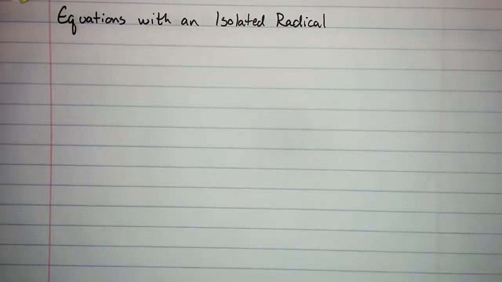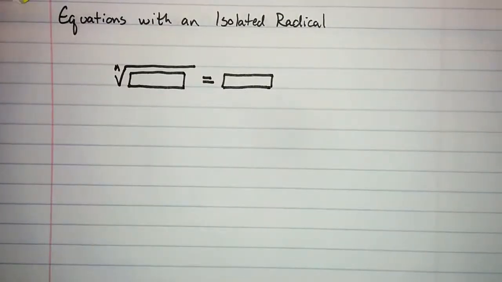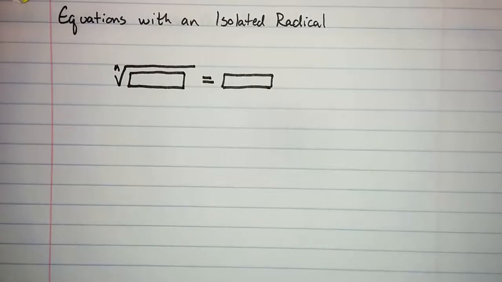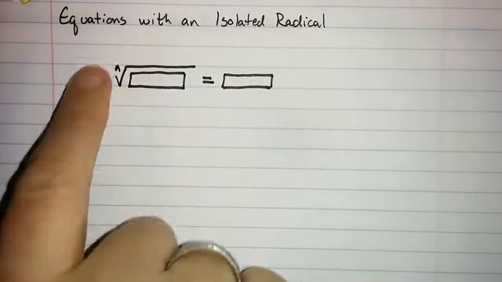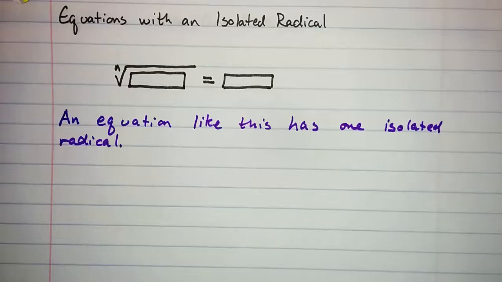The simplest sort of radical equation to solve is a radical equation that says the nth root of some expression is equal to some other expression. We describe an equation that looks like this as having one isolated radical. Isolated meaning there's nothing else on that side of the equation.